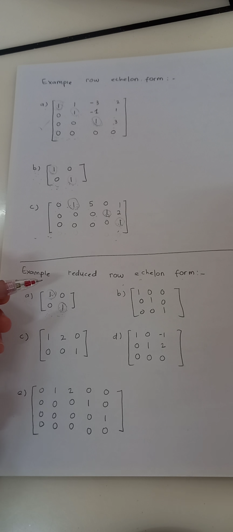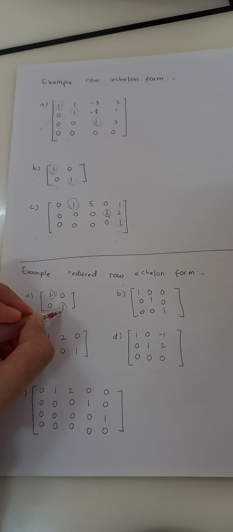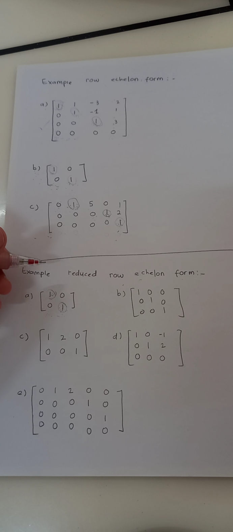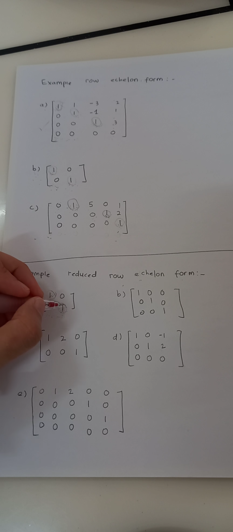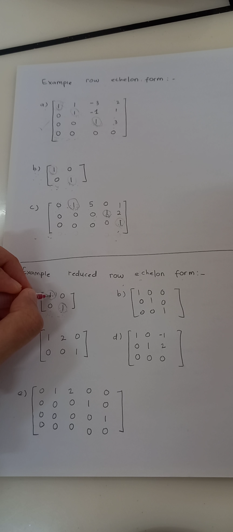Okay? For the fourth property, kalau ada leading one, so this is the leading one yang I circle ni. This also a leading one that I circle. So, this is column, this is column. Okay. So, setiap kolom yang ada leading one, except for the leading one, all the entire column must be 0. So, this one 0. So, satisfied the fourth property.